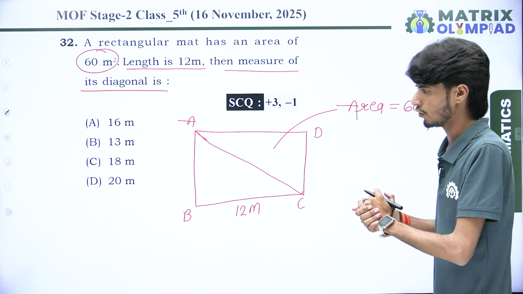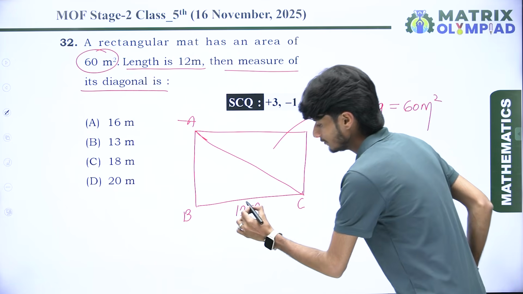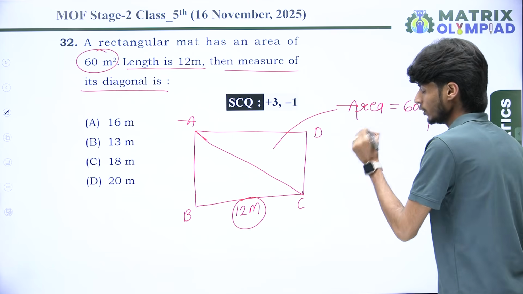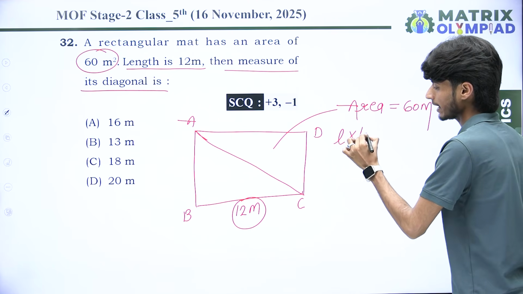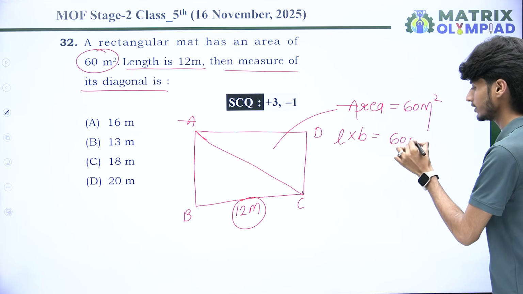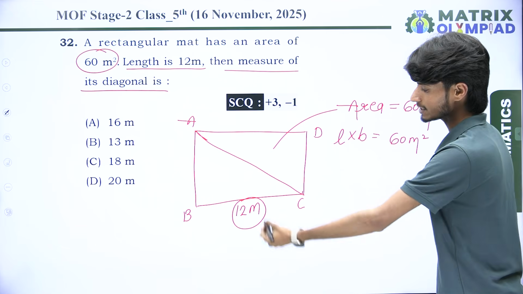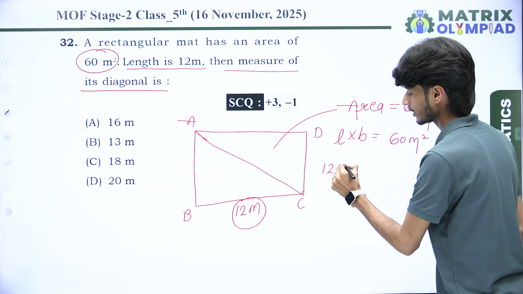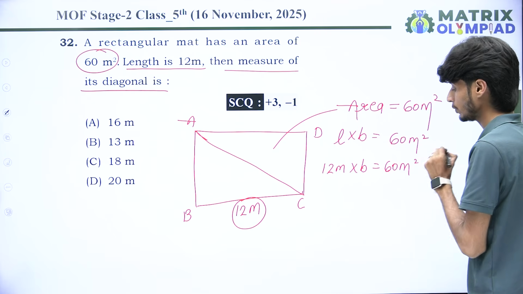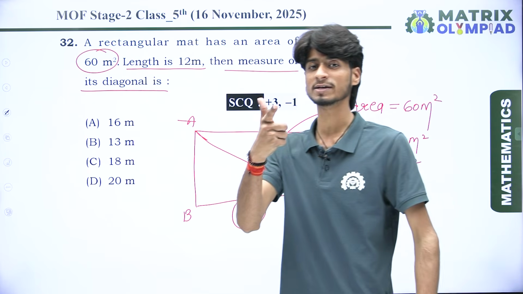Okay, so first of all, you know very well, whenever you have the length, how do you calculate the breadth? Look, we know very well the area is length multiplied by breadth, which is equal to 60 meter square. The length is 12 meter multiplied by breadth, and about the breadth we don't know. So we find out the breadth first of all.